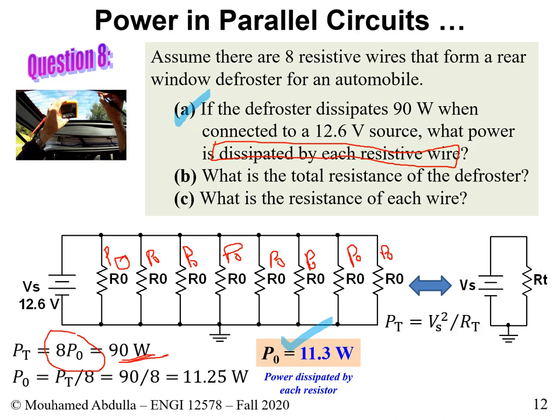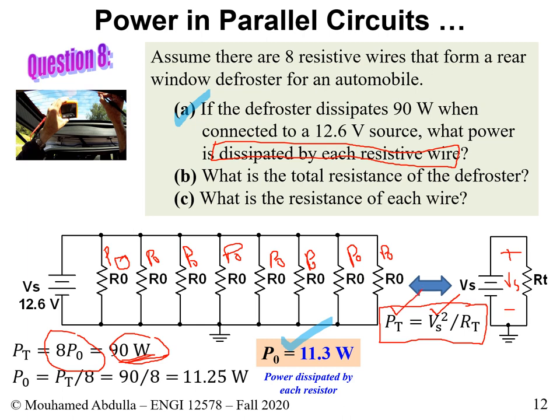But in the meantime, what we could realize is that for this circuit, the total power, using Watt's law, is equal to the voltage across it. There's a plus here and a minus here, and this is equal to Vs, the voltage across RT, and that's where we have Vs squared divided by the resistance. So this really comes from Watt's law. We have the voltage, which is 12.6 volts, and we have the total power, which is 90 watts.